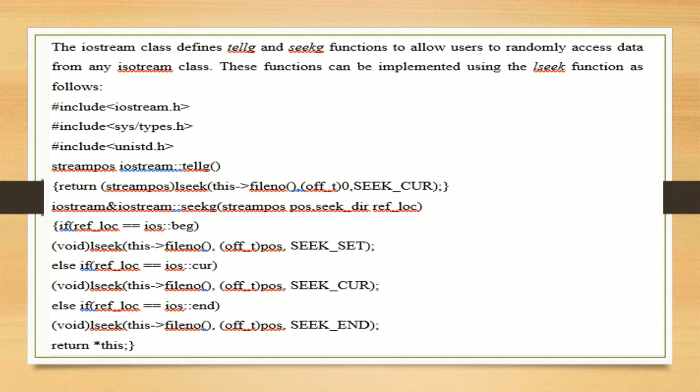This function also converts the seek dir value to a value used by lseek. There is a one-to-one mapping of seek dir values to the ones used by lseek. The seek dir values and the lseek values are: ios::beg, SEEK_SET; ios::cur, SEEK_CUR; ios::end, SEEK_END. You can write these concepts.